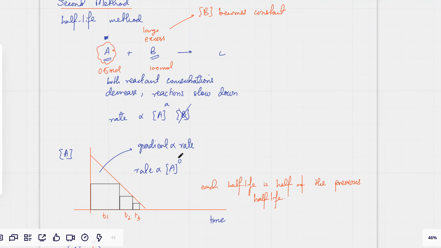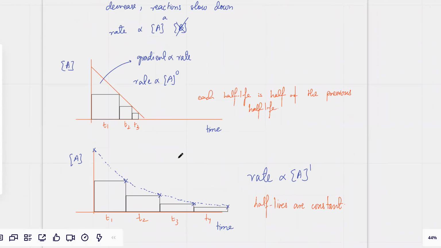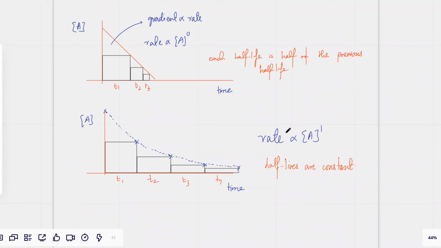It has 0 order. The second one was that a rate could have order 1 with respect to A's concentration. That means if A's concentration decreases because it gets used up, the reaction will slow down. If A decreases even more, the reaction slows down even more. So it's a direct proportionality. So the gradient becomes lesser and lesser.